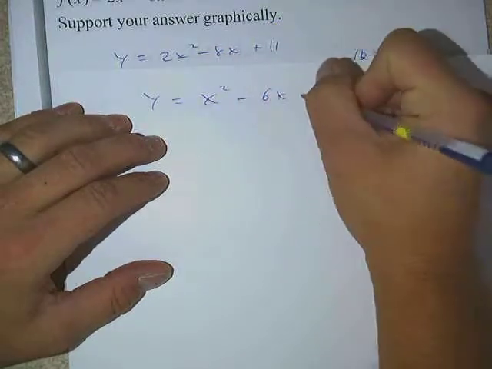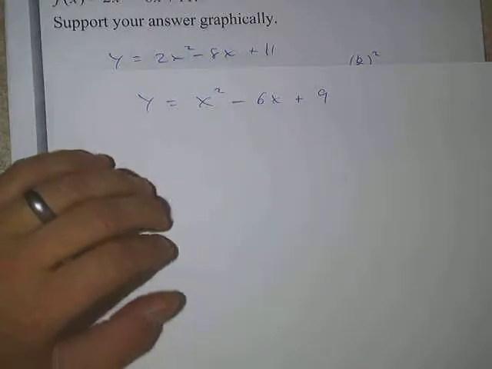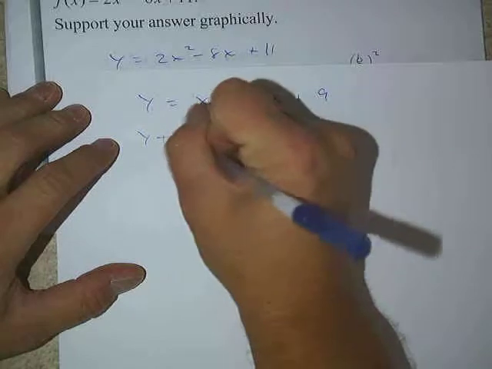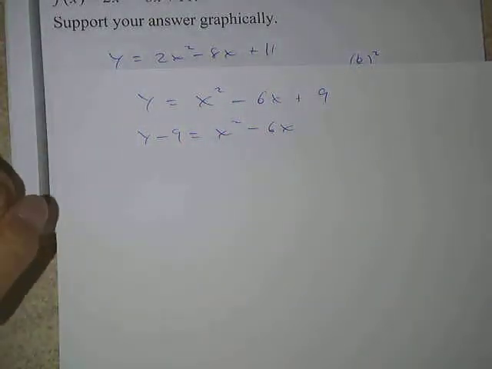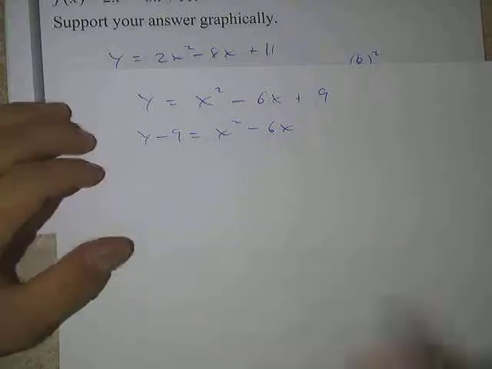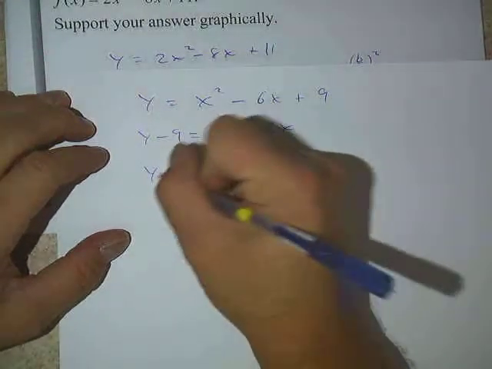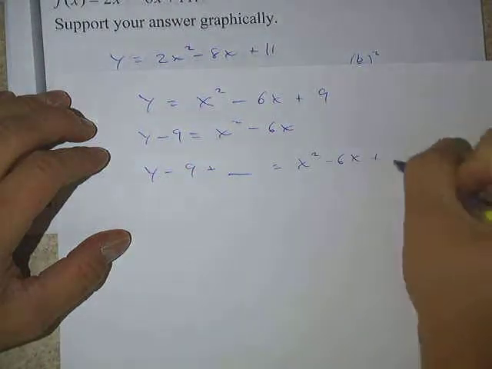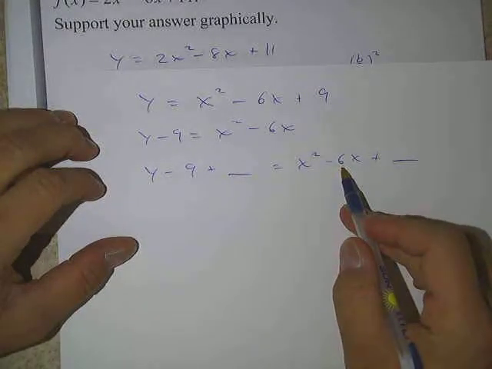This time we'll do y equals, let's say, x squared minus 6x plus 9. And if I want to put that into vertex form, let's go through the steps again. We're going to move the 9. This time we skip a step because there's no factoring. We've got the x squared already with a 1 coefficient, which is good. So now we can just go right to y minus 9 plus blank, and x squared minus 6x plus blank.